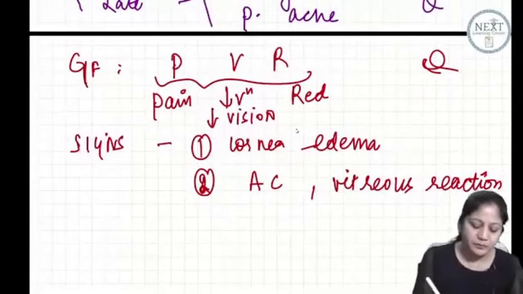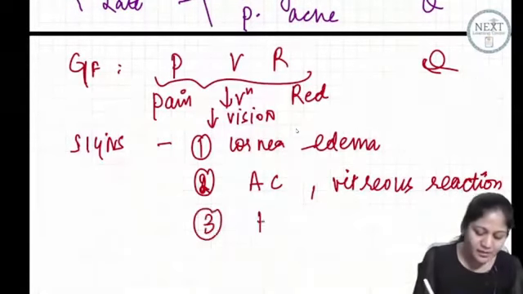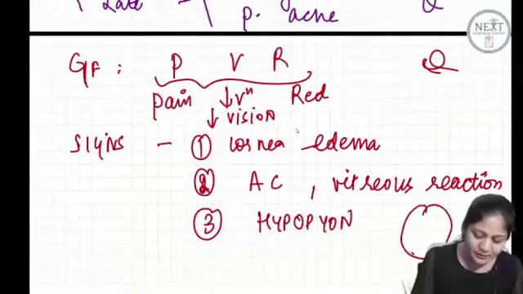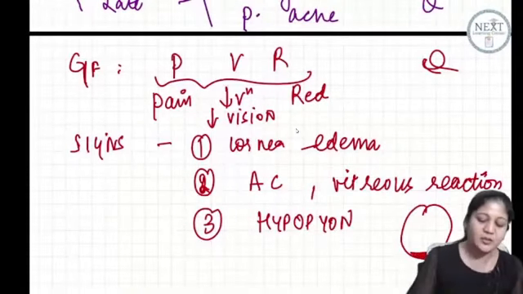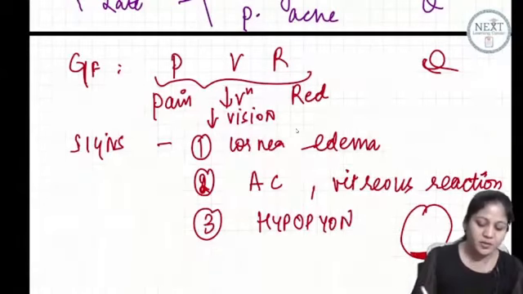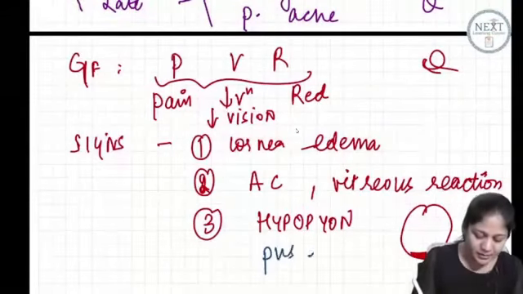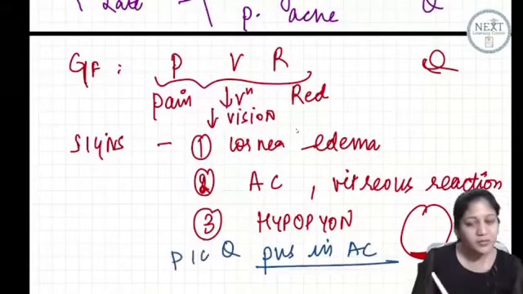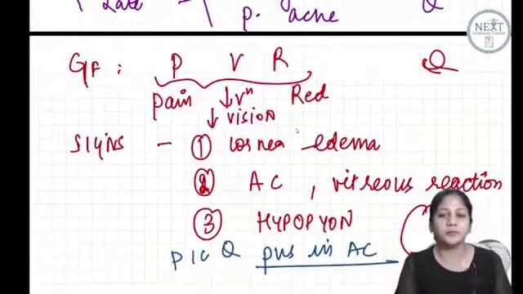Okay? Now, a very important sign is a hypopyon. What is hypopyon? Hypopyon is nothing but the pus in the anterior chamber, and this is also a picture question. Okay, you see pus in the anterior chamber. Okay, friends, it is a picture question, hypopyon.